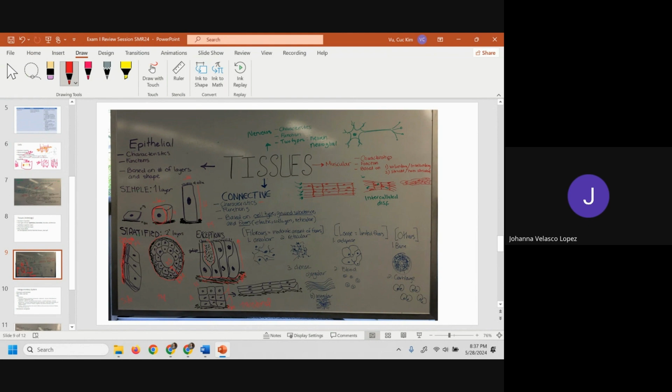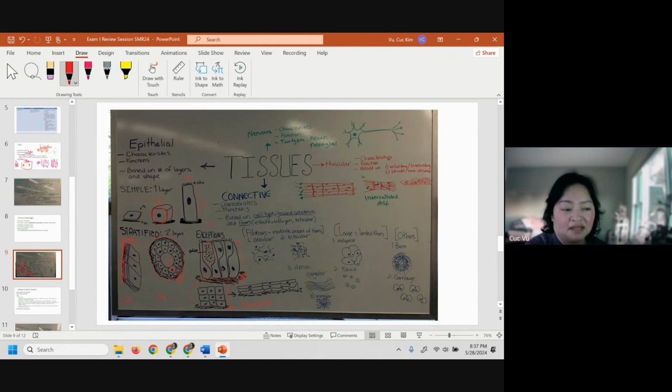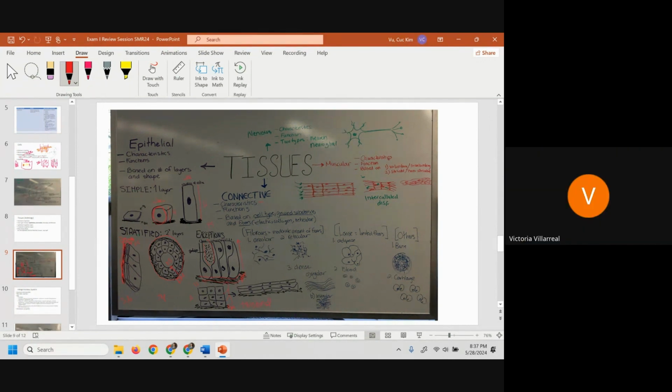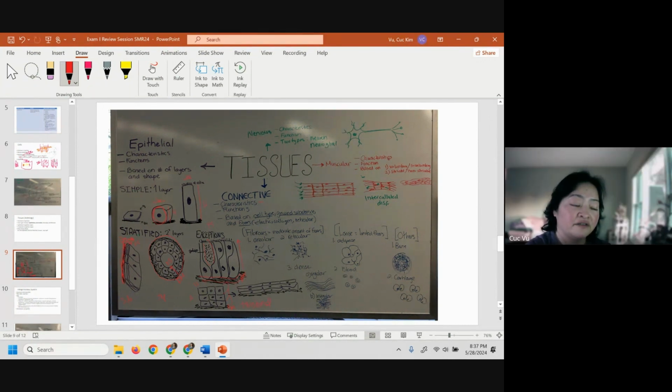Okay. Then we have dense. There's actually two types of dense: dense regular and dense irregular. Now, if you look at the images, what do you notice? How are they different? Regular is super organized, and irregular is just chaotic. Yes. In regular, the fibers all run parallel to each other, so they run in one direction.